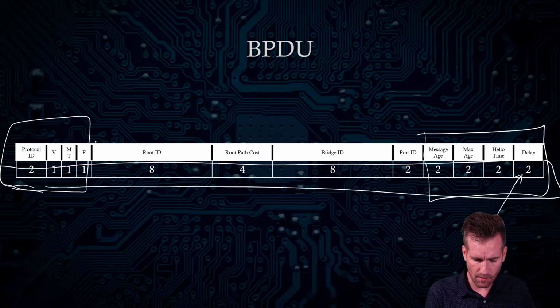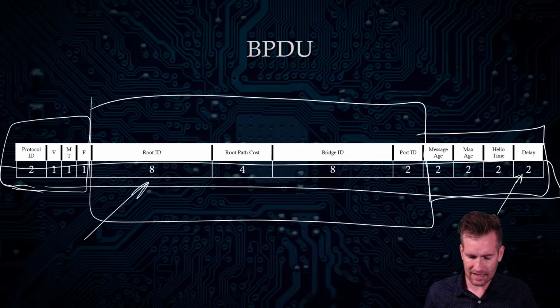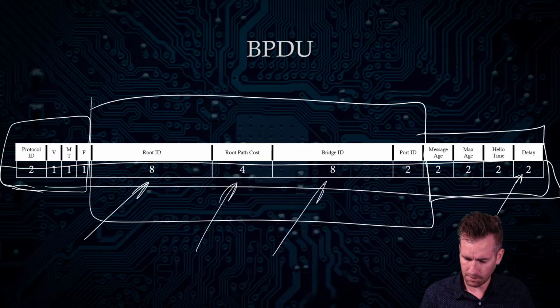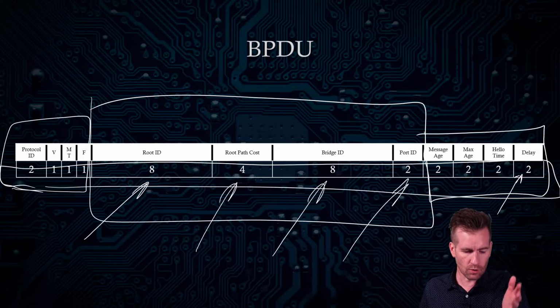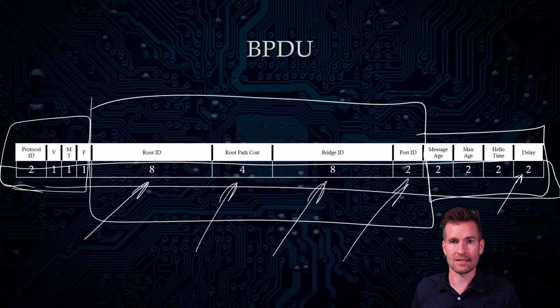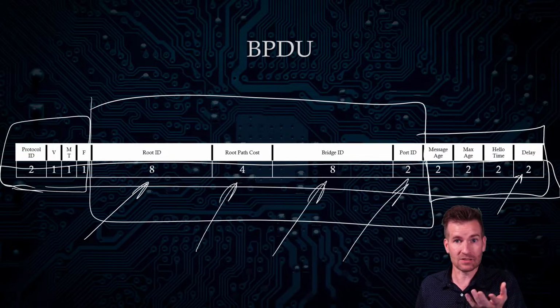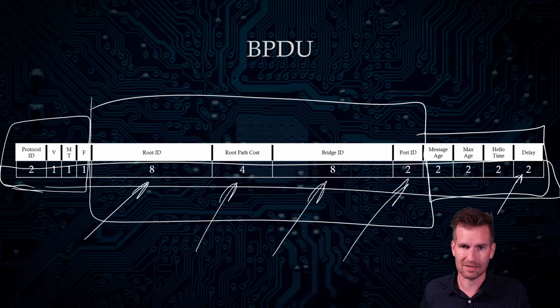The big focus in this video is going to be the root ID, the root path cost, the bridge ID, and the port ID. That is all of the information we've been using to go through the spanning tree algorithm process to determine which ports we are going to shut off. Essentially, that boils down to which ports we shut off so that we don't get switching loops.